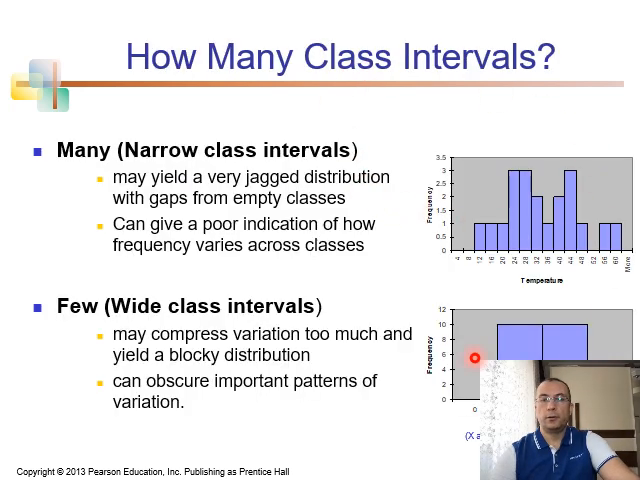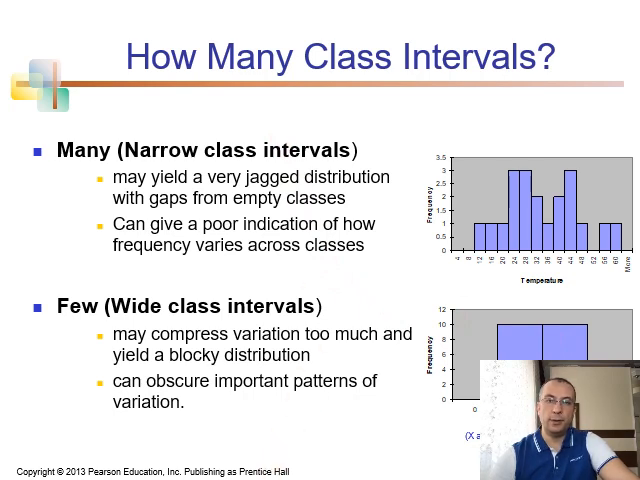Now, one point is how many class intervals shall we use? If you use too many, you will have a graph like this, which doesn't look so nice. If you use too few, you will have a graph like that. Again, it doesn't make much sense. So the best idea is to use the formula that I suggested.